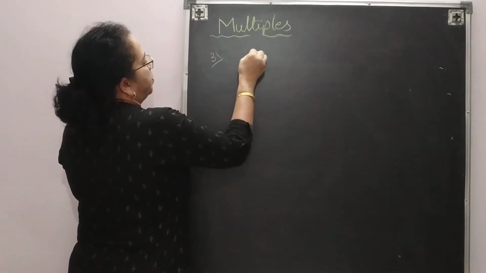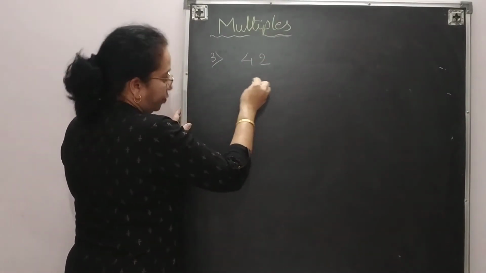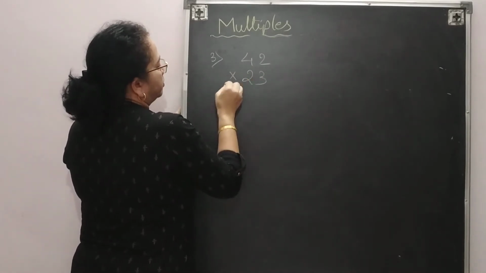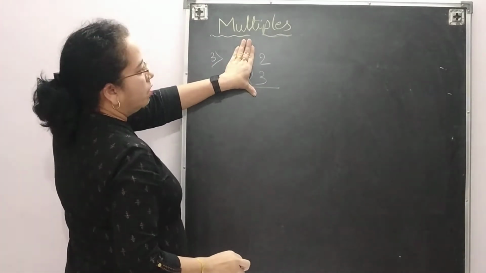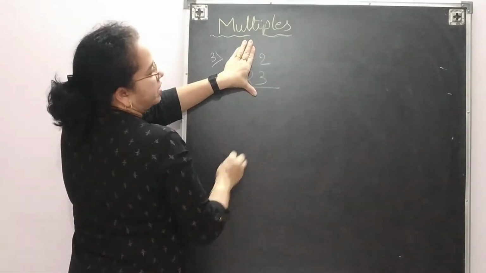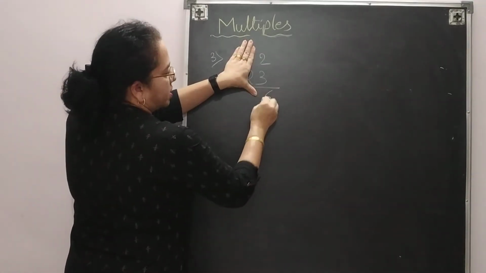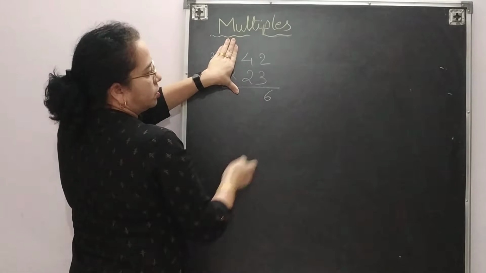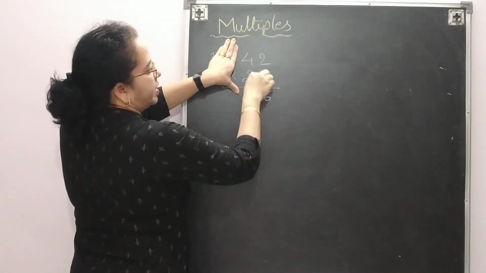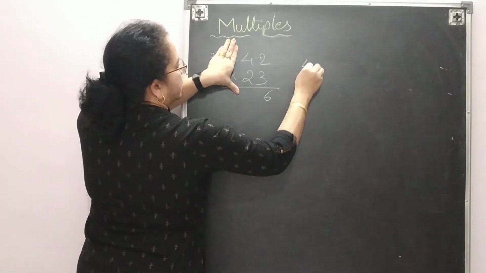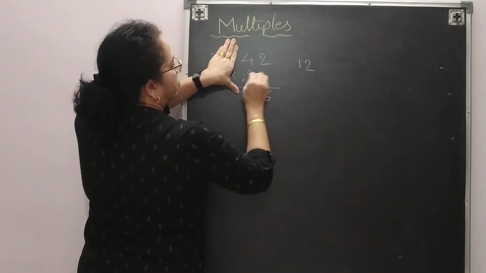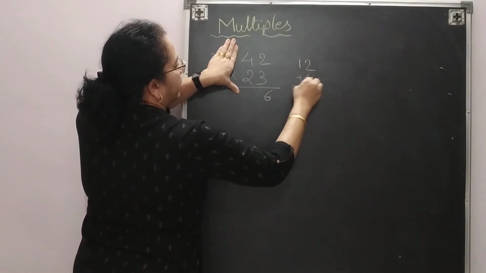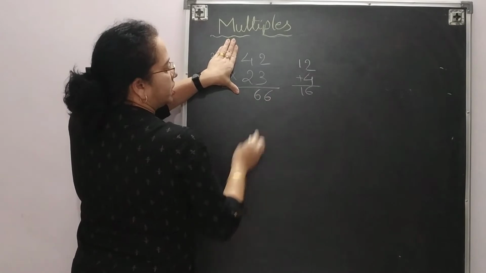The third example is 42 multiplied by 23. Always first open unit place digit number. 3 2s are 6. Open another digit also. Whenever these two numbers are there, always do cross multiplication. So 4 3s are 12, 2 2s are 4. Add this, 16. So write down 6 here.